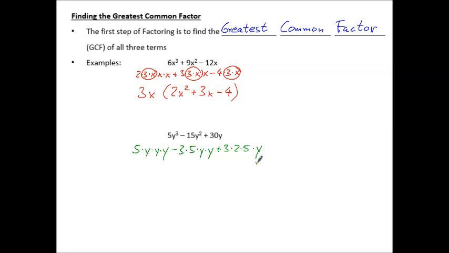What do we have in all three groups of factors? We have 5 and a y here, a 5 and a y here, and a 5 and a y here. Those are the factors all of them have in common. Nothing else is left that all three groups have in common. So 5y goes on the outside, and what is left is y times y, which is y squared, minus 3 times y, plus 3 times 2, which is 6. And done, we've found our greatest common factor.